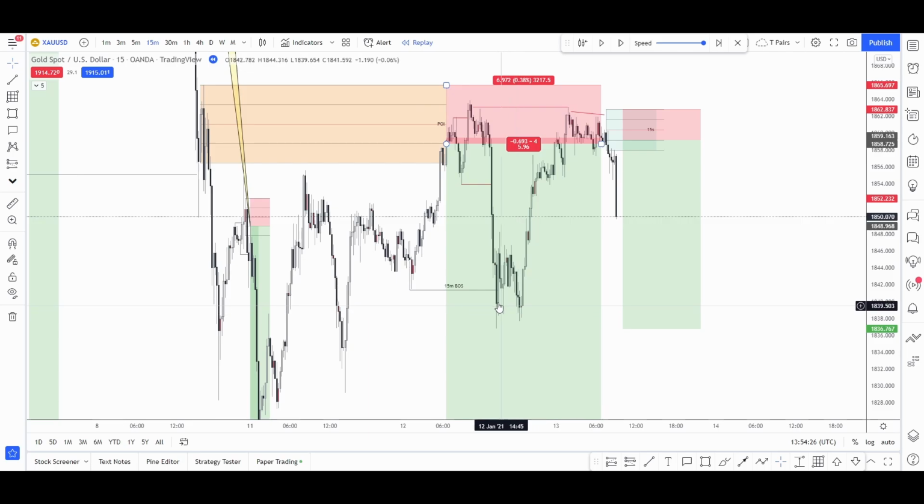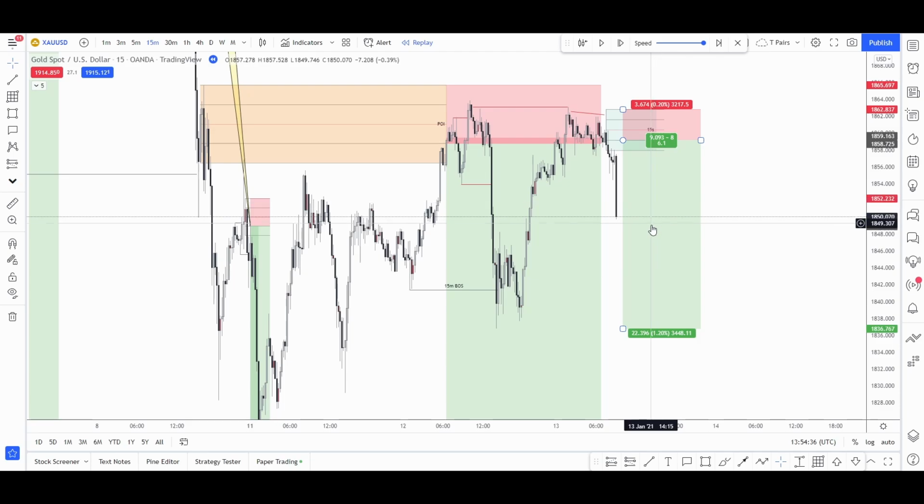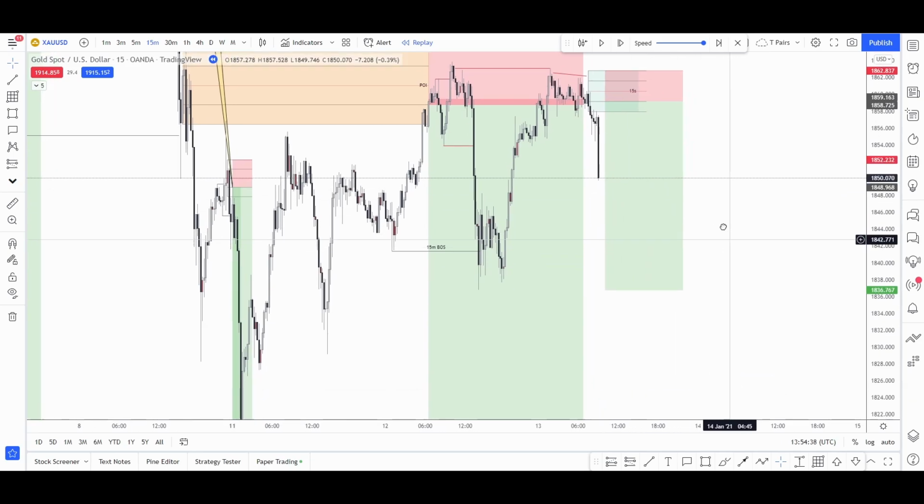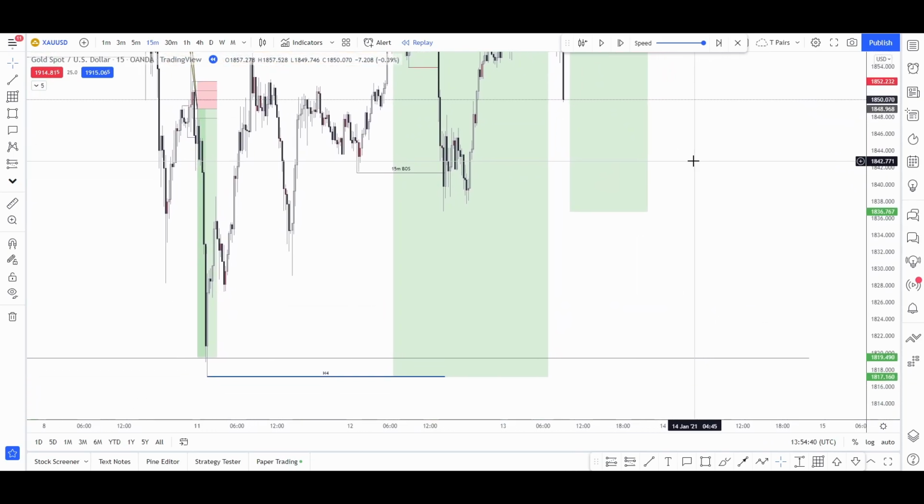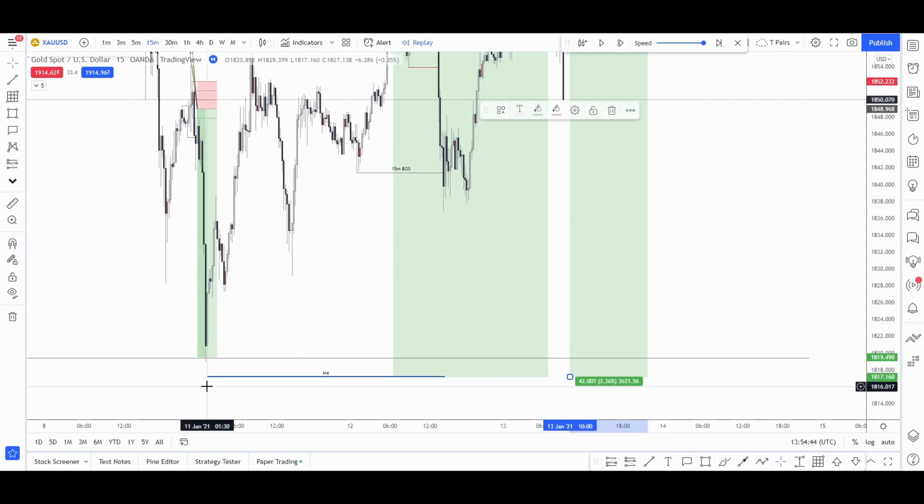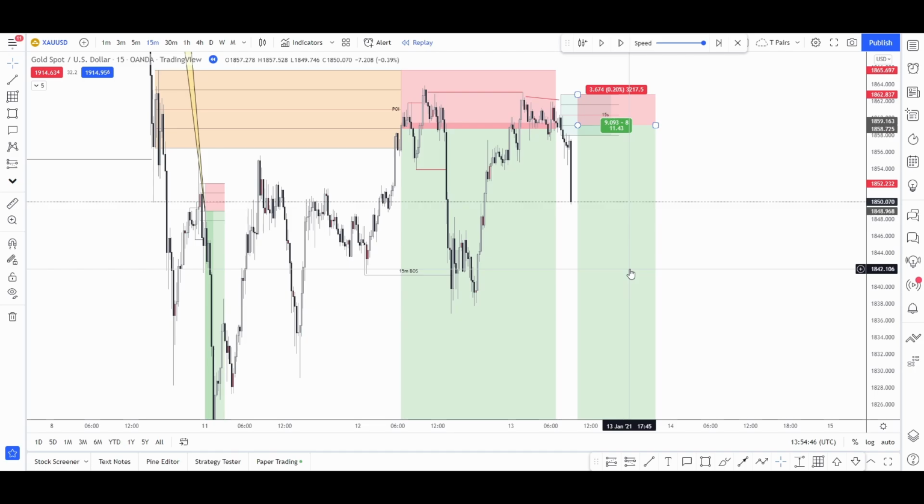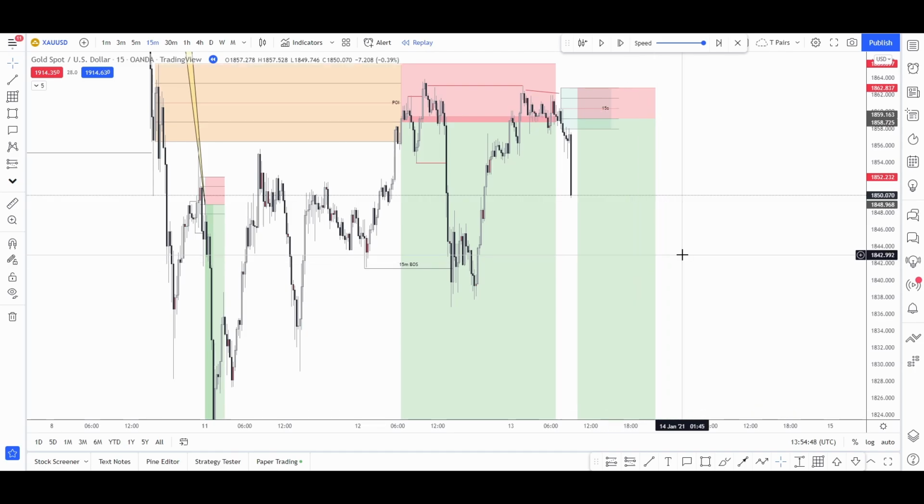On its return down, it broke 15-minute structure, which is good, but on its way up, it didn't break 15-minute structure to the upside. So I'm still bearish on this, even on the 15-minute. That's indicating to me that price should be working its way down to here. Okay, let's just get that right. That's 11.5 to 1. Let's see where we go with this.